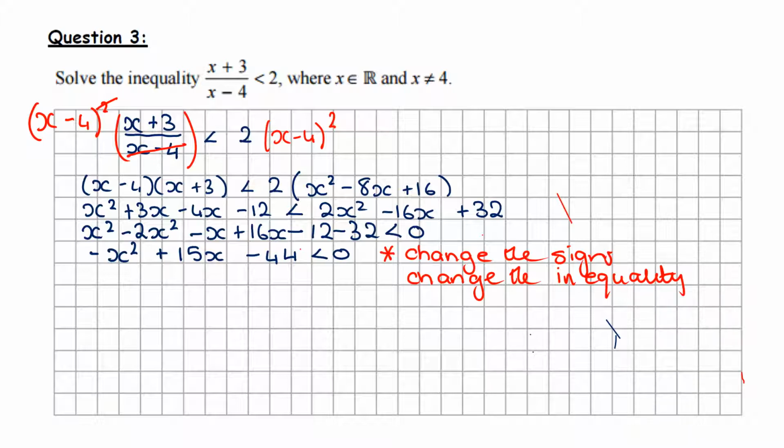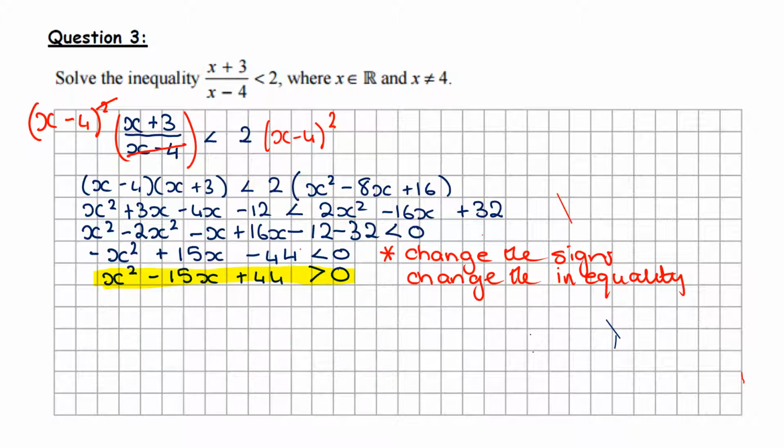So what that leaves is x² - 15x + 44 is greater than 0. And when we come back to that, when we're sketching and so on, this is the one we're going to use, our last inequality.